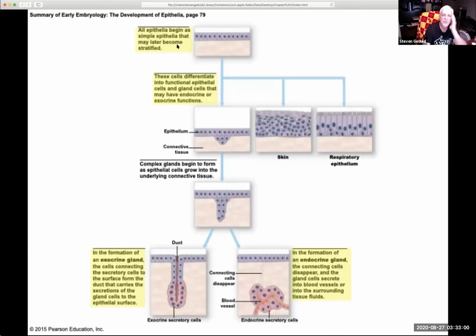Okay, so all epithelium begins as a simple epithelium. Once you have that, then it becomes stratified and grows. You get connective tissue forming underneath it. You get skin form. You get respiratory epithelium. You get all the different types of epithelium form from this one beginning simple layer. Then from this, you form the complex glands and the different duct systems and the different blood vessels that innervate the connective tissue underneath. Do these blood vessels innervate into the epithelial layers themselves? No. Epithelium does not have blood vessels. The connective tissue underneath it does.